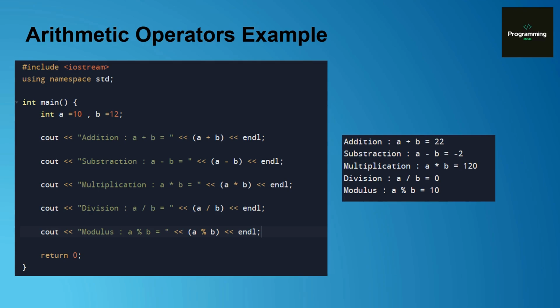Addition, subtraction, multiplication, division and modulus all work in the same way. So subtraction, A minus B, is equal to minus 2. On the right-hand side you can see the output from the current code. So these are the arithmetic operators, which are used to perform operations such as addition, subtraction, multiplication, division and modulus.